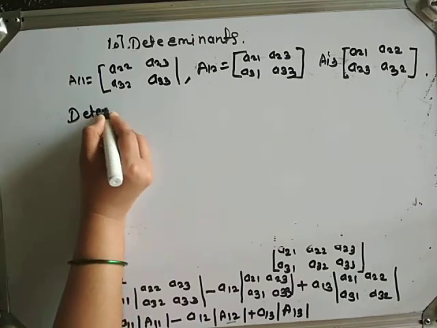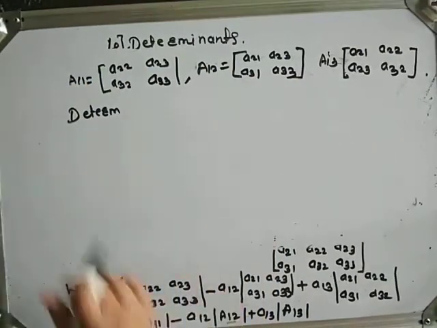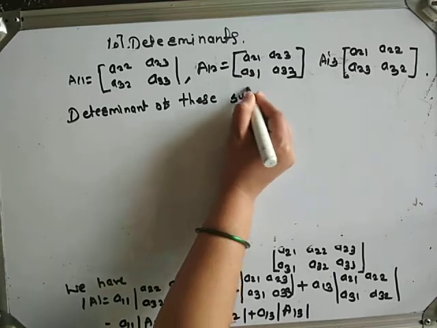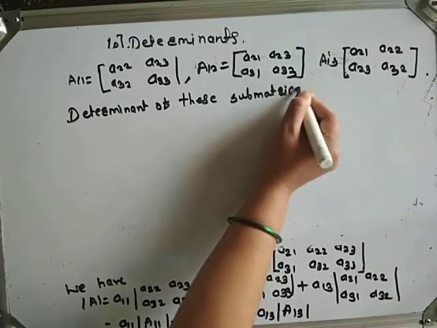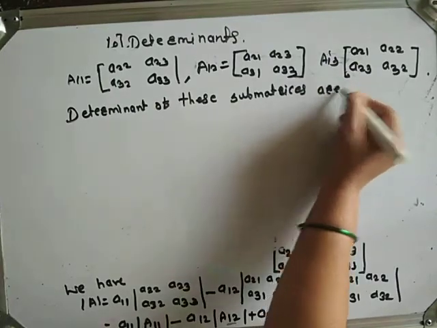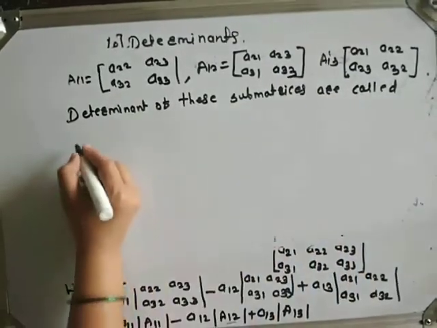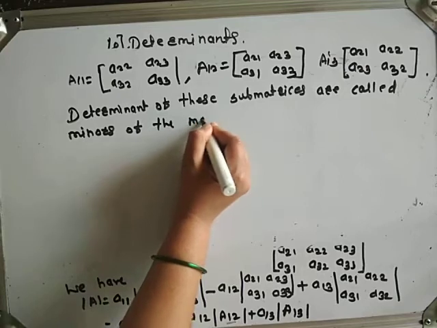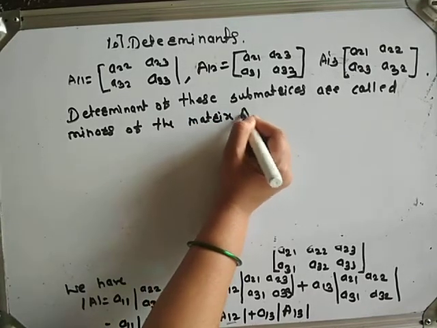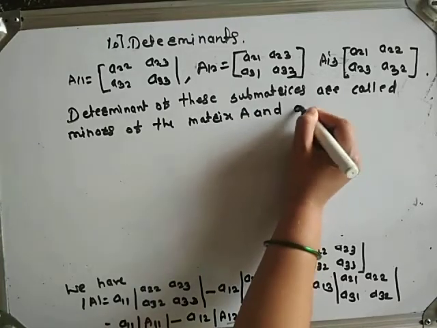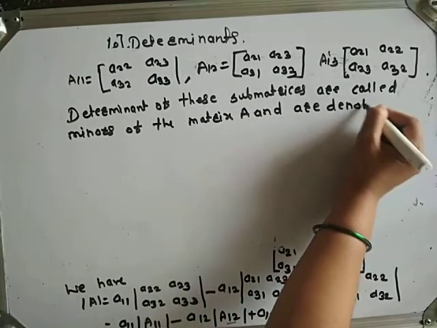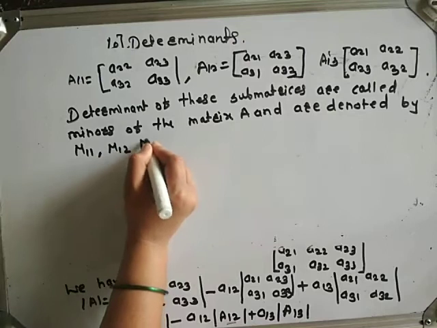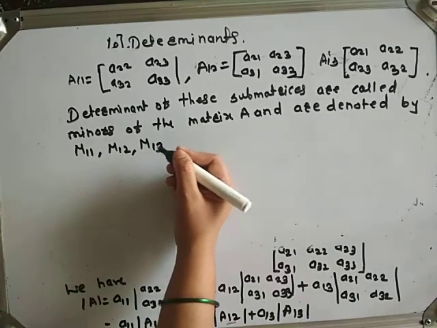And the determinants of these submatrices of capital A are called minors of the matrix A, and are denoted by capital M11, capital M12 and capital M13.